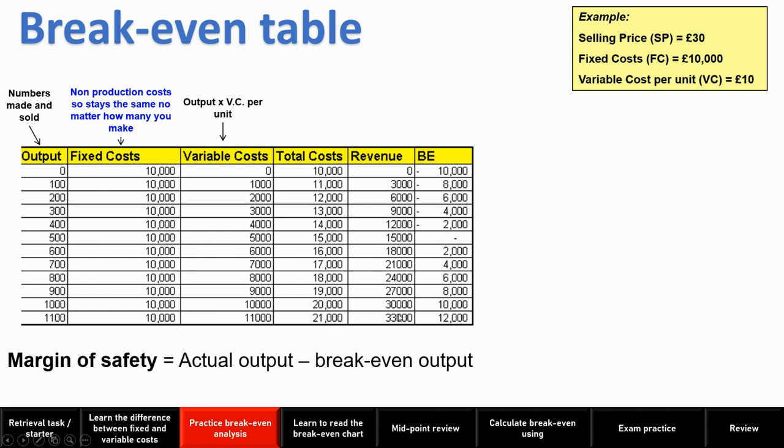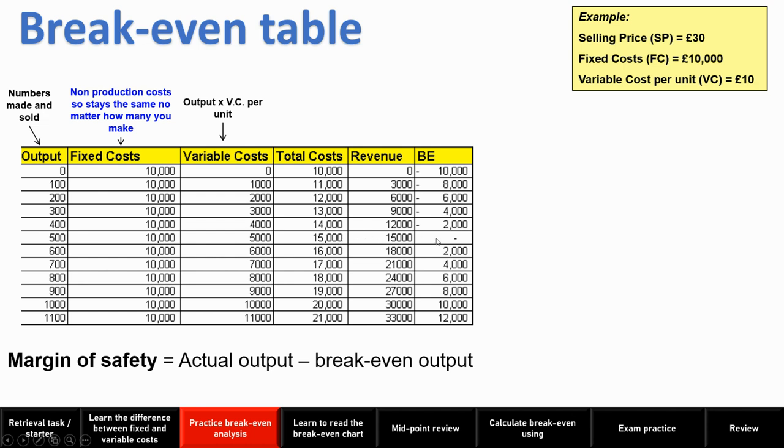Now remember, what we're looking at here is how many desks do we need to sell to break even? What's the break-even point? When we neither make a profit nor a loss, when your revenue and your costs are the same. And what I can see here then is if I'm able to make and sell 500 desks, my revenue and my costs are both £15,000.